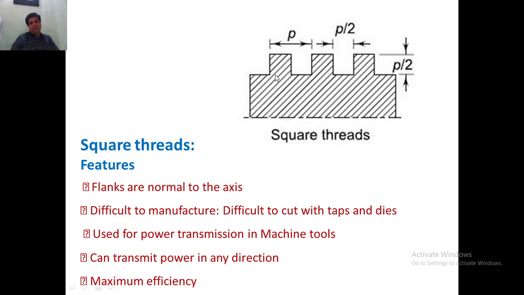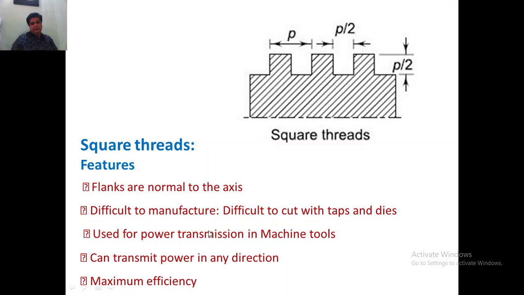And because of this profile, the manufacturing feasibility is difficult here. Because we have the sharp edges, 45 degree, machining or manufacturing of this thread becomes a bit difficult, because we will be using different tools to cut this profile.